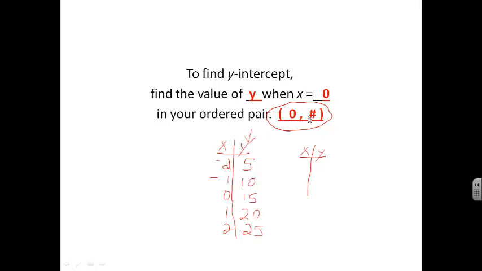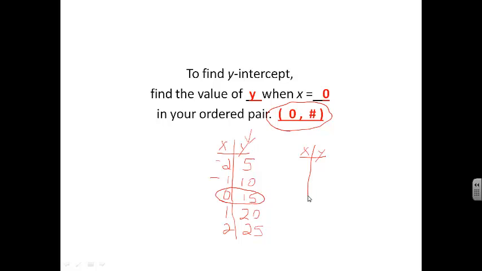Now, 0 and any number. The ones we've been doing so far, the 0's always been on the top, but you're not always going to see it there. So you've got to find that 0 and circle that. So that means that 15 would be our y-intercept.